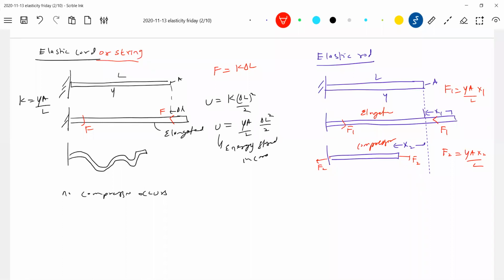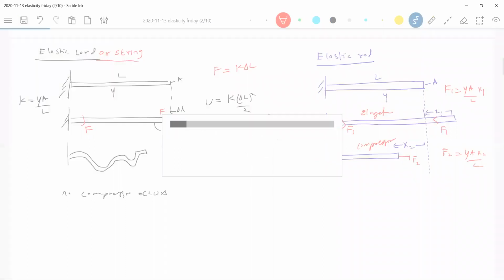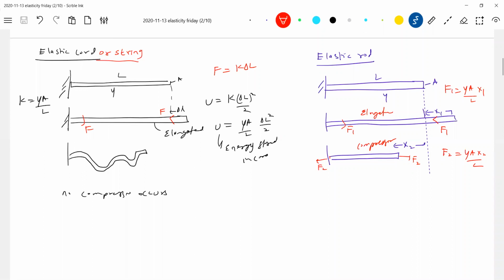A good example, you take a rubber band, all of you. You can't compress it, no, but you can elongate it. Or you take an eraser, it is almost like an elastic rod. You can stretch it and you can compress it. You can deform it. Okay, so these are the types of elastic bodies.